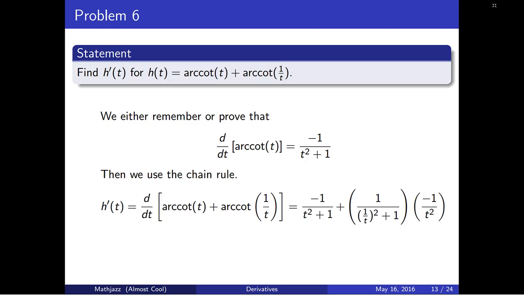Now, using the chain rule, we're going to get that the derivative is equal to -1 over t squared plus 1, plus, that should be negative 1 over 1 over t squared plus 1 times negative 1 over t squared. And multiplying the two fractions together, we get negative 1 over t squared plus 1.